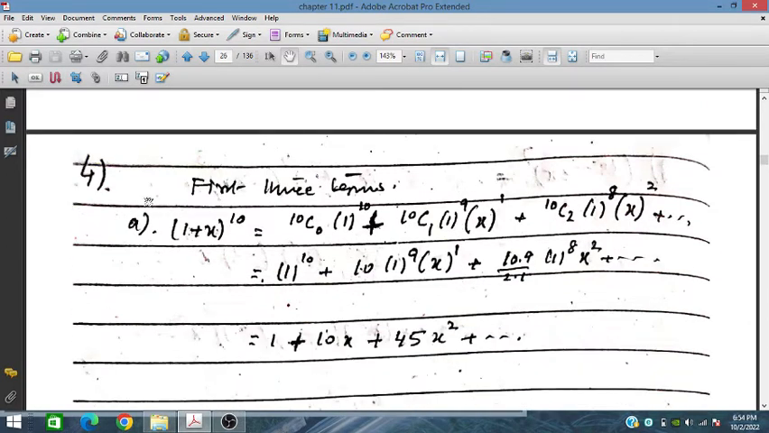So this fourth one, we have to evaluate the first three terms here: 10C0, 10C1, 10C2. Here this one is 1 power x, this is a, this is a power 9, b power 1, a power 8, b power 2. So simply we write it down like this, and we obtain the first three terms.